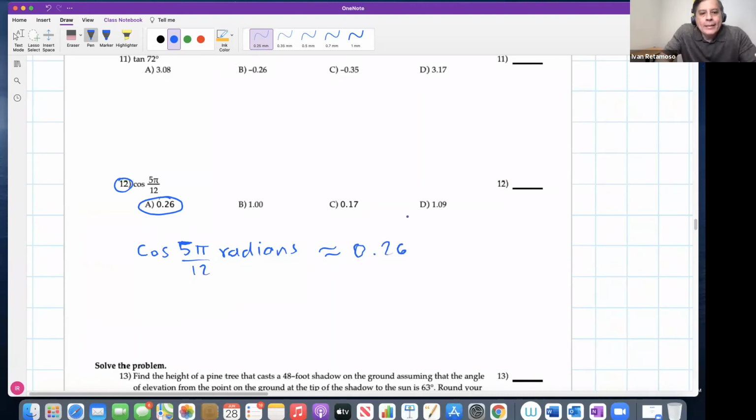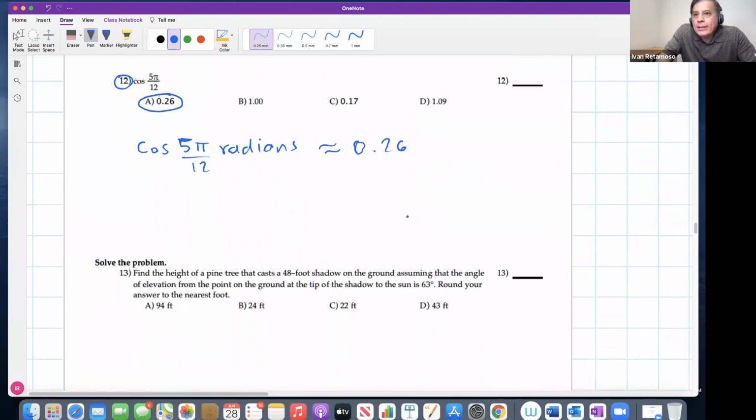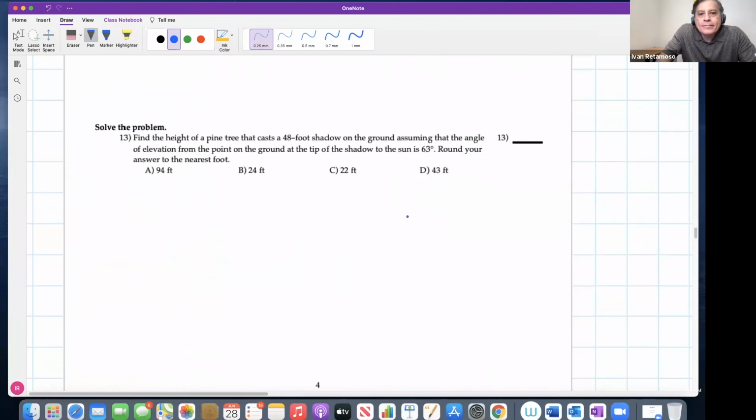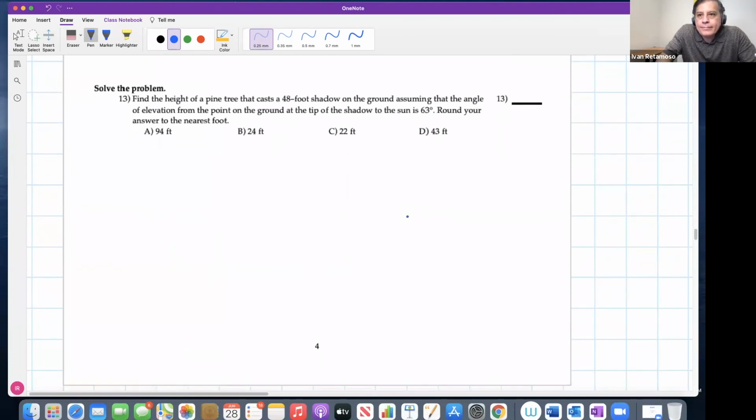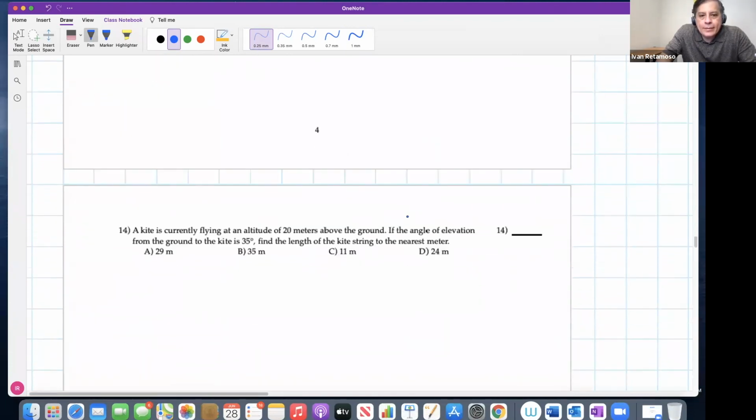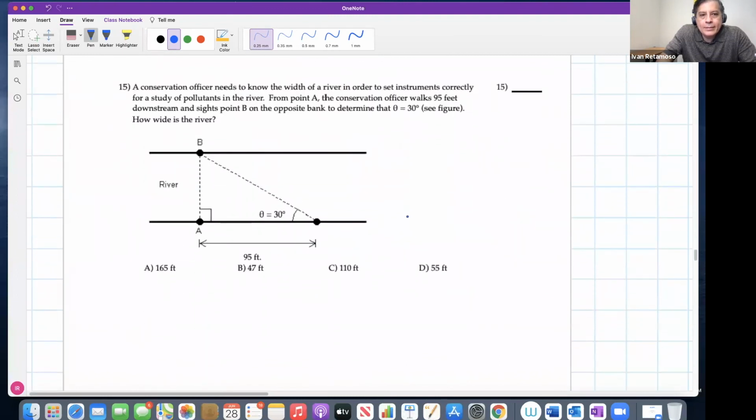Okay. So now let's see some application problems. Let me show you this one. Yeah, this one's better. This probably is easier. This one is good. What to do if they ask you to compute, for example, the length of this river here? It says a conservation officer needs to know the width of a river in order to set instruments correctly for study of pollutants in the river.